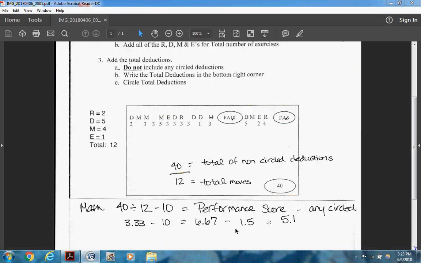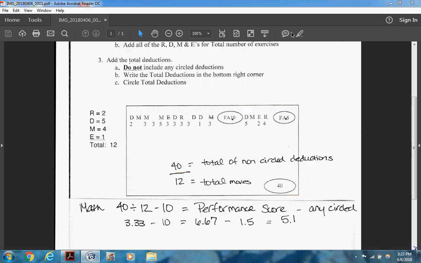Now, this is where I take these after-the-fact deductions, this full point and this half point. So 6.67 minus 1.5 then brings me to a final performance score of 5.1. So again, the performance math, I think, is pretty easy once you understand what pieces and parts go where. The next thing we're going to talk about is the degree of difficulty score.